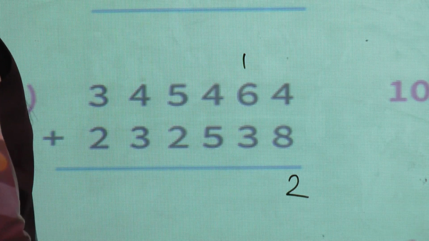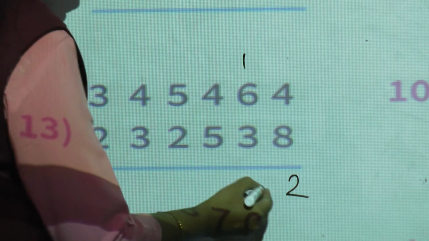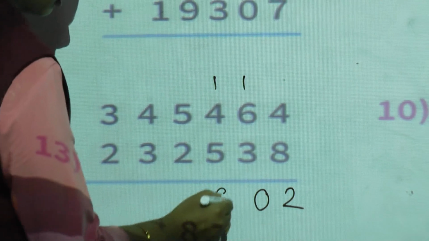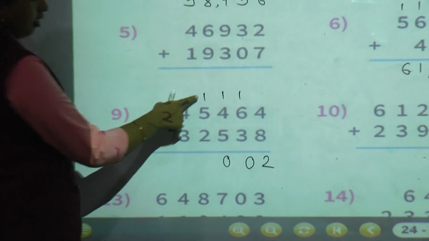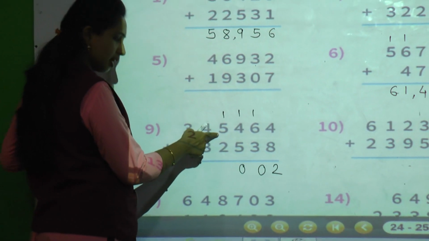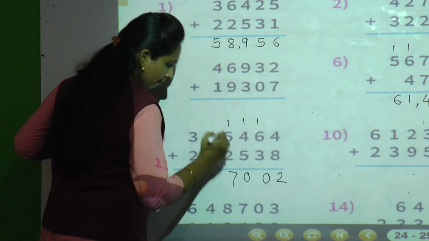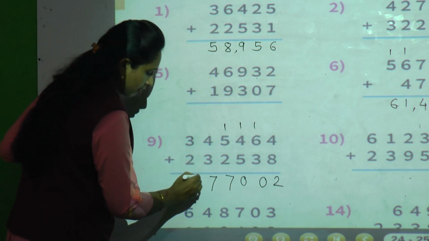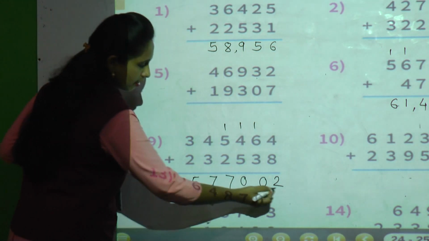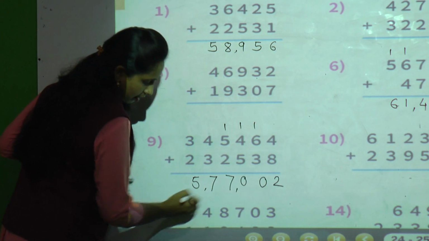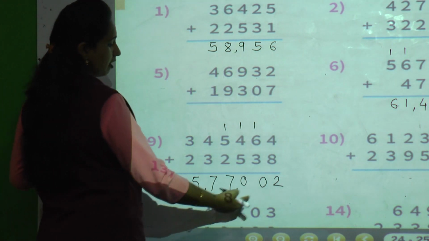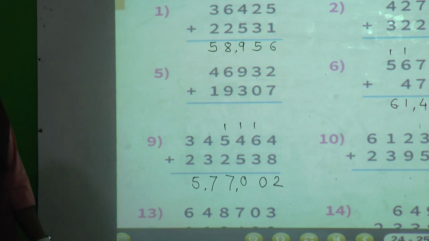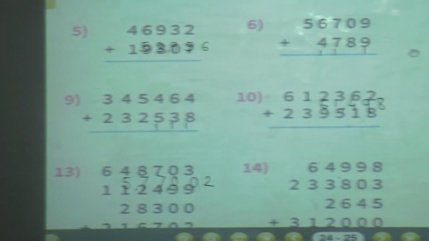1 plus 6, 7. 7 plus 3, 10. 1 plus 4, 5. 5 plus 5, 10. Now next, thousands place. 1 plus 5, 6. 6 plus 2, 8. 4 plus 3, 7. 2 plus 3, 5. So the answer is, see, give commas after 3 digits, then after 2 digits: 5,77,002. Got it? Yes. Now we will solve some more questions for you.